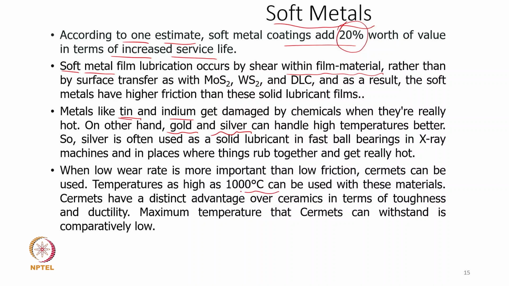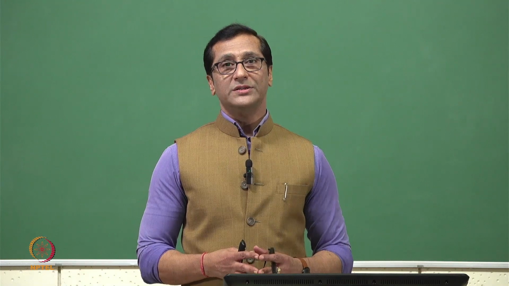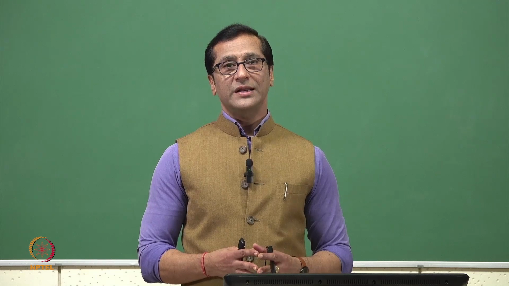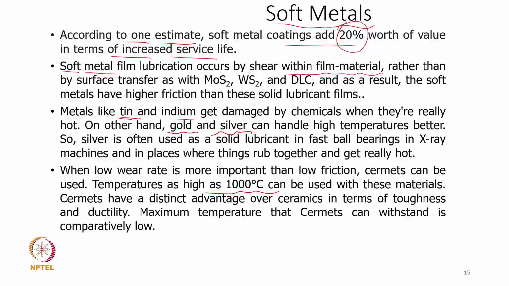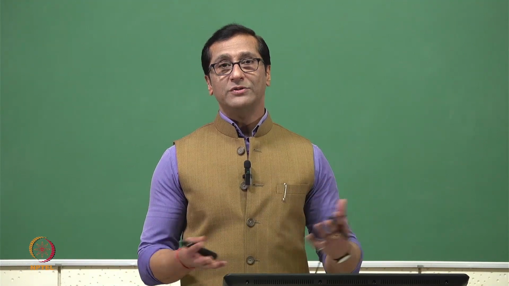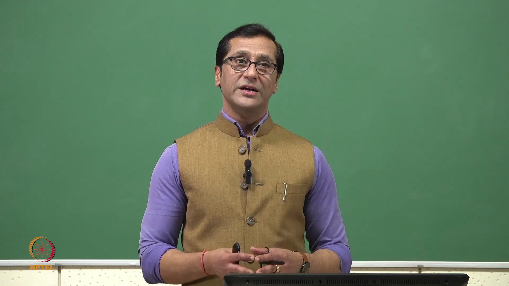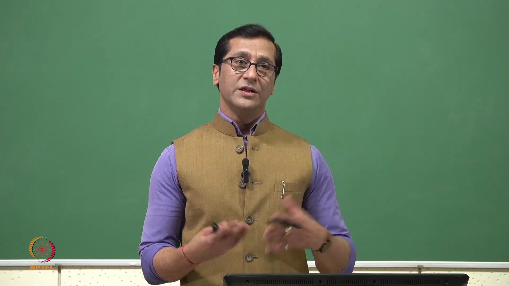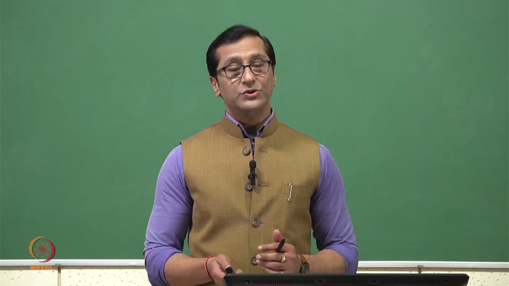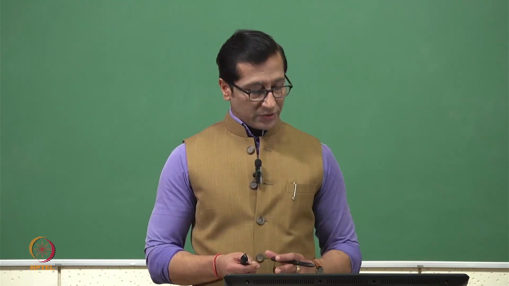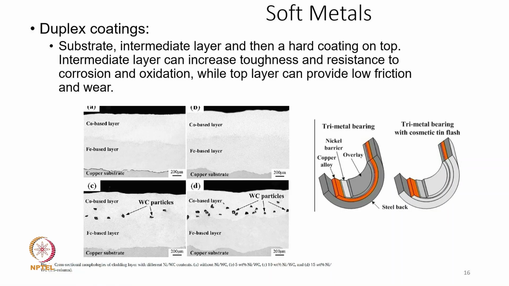When coming to very high temperature situations, we can use ceramics, but when we require slightly lower temperature, we can think about a cermet, a material which has good toughness and ductility also. So we have covered soft metals, but soft metals also have a number of variations. We can add some ceramics to the metal, which makes a cermet material as one of the solid lubricant materials. Now probably these are the last slides.